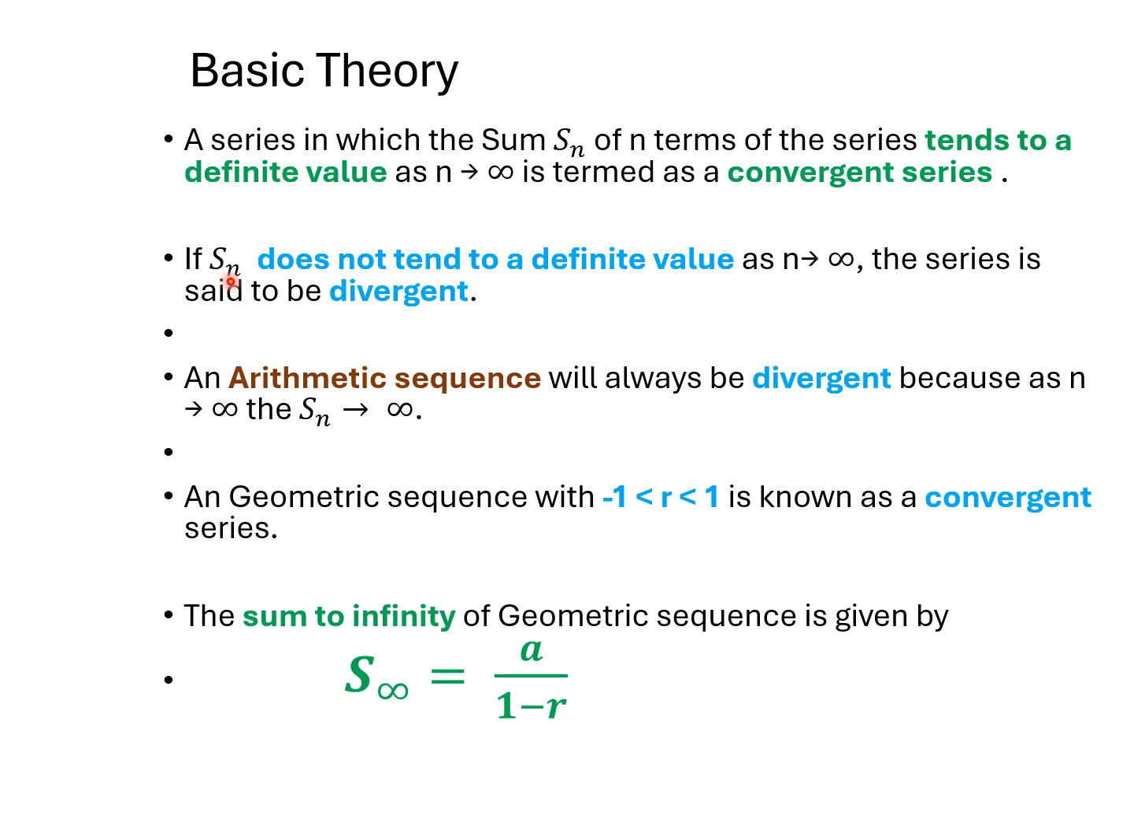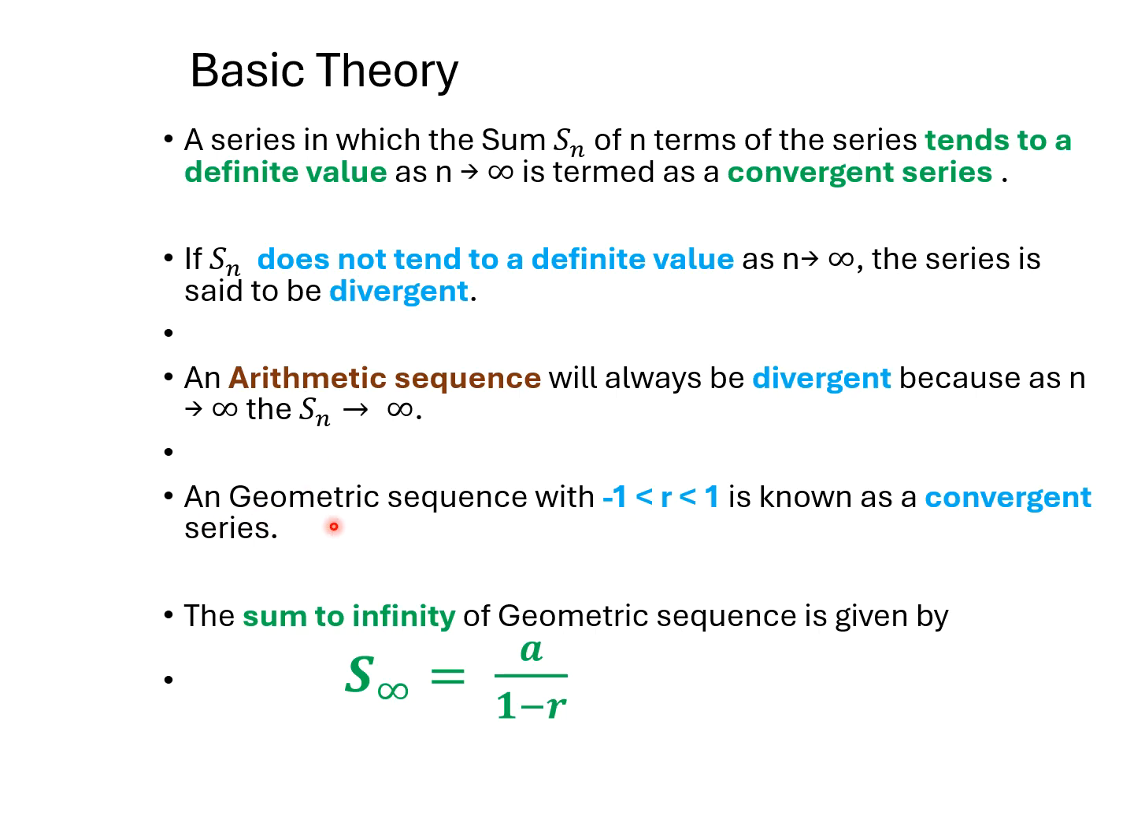Now, if Sn does not tend to a definitive value, meaning as I add more values the answer continues getting bigger and bigger, we say the series is divergent. An arithmetic sequence, or linear sequence, will always be divergent, because as n tends to infinity, the sum to n also tends to infinity, meaning the more terms I add, the bigger the value will become and the more it will continue towards infinity.